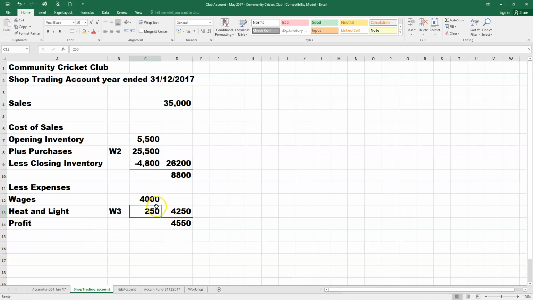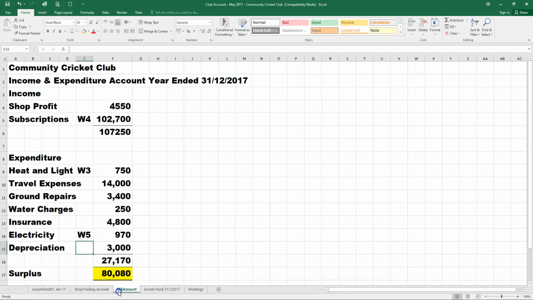So my two expenses, 4,000 plus 250 is 4,250. So my gross profit here of 8,800 less my expenses of 4,250 gives me a net profit of €4,550. And that's my shop trading account done. Then my next item to do is my income and expenditure account.